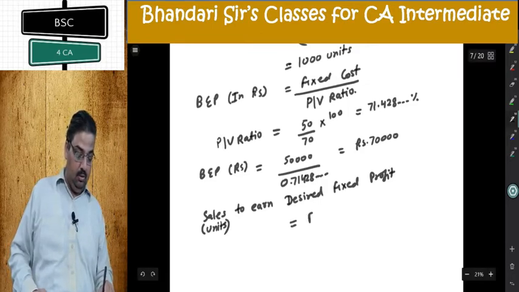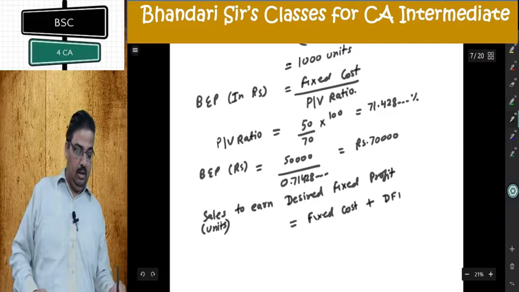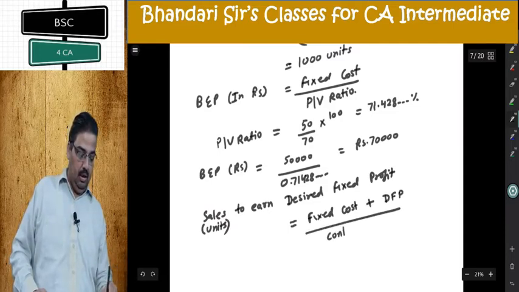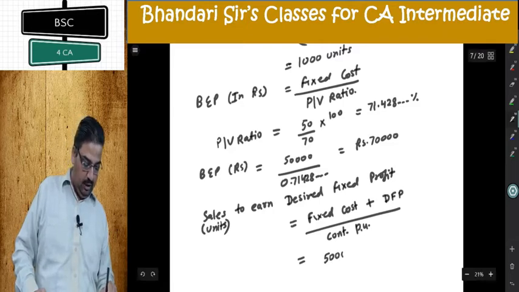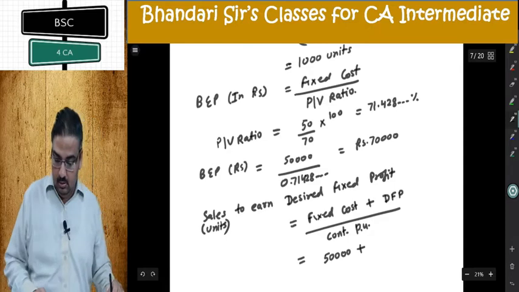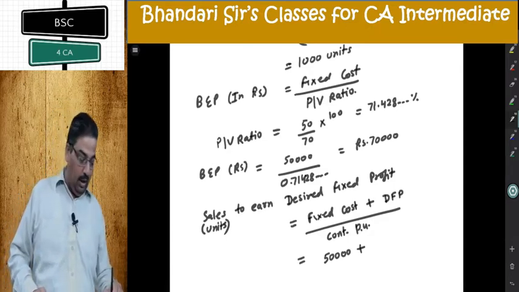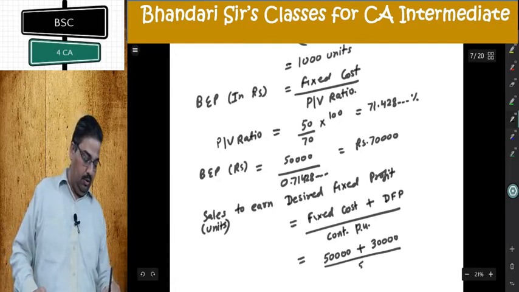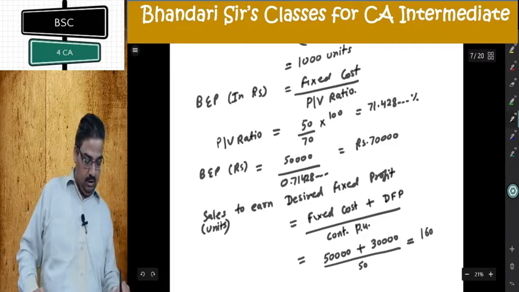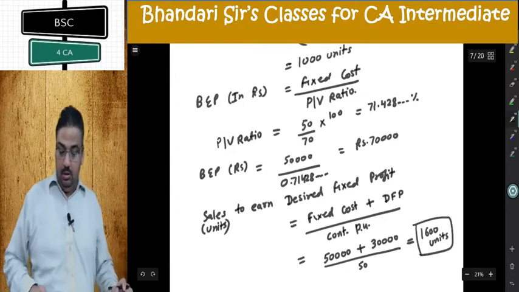What was the formula? Fixed cost plus DFP, divided by contribution per unit. This is 50,000 plus desired fixed profit as required 30,000, divided by contribution per unit 50. 80,000 divided by 50. This is 1600 units.